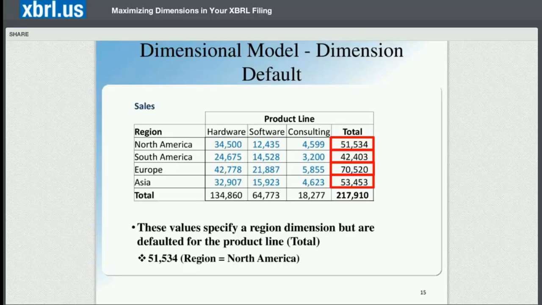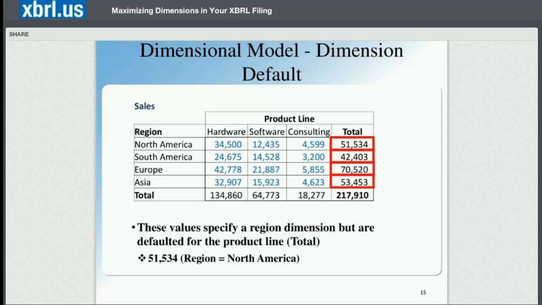Well, the domain itself is inherently the total, which is why the EDGAR filing manual says you should not create specific total members across domains. So if you look at the product line total, that is the product line domain, and it's just a label that we put on it that says total. So it's just a name we gave that member in that particular relationship.